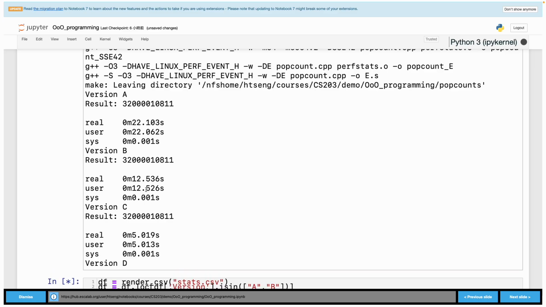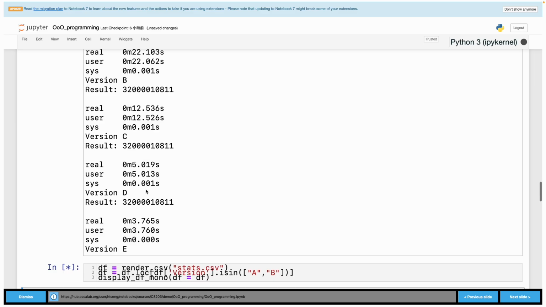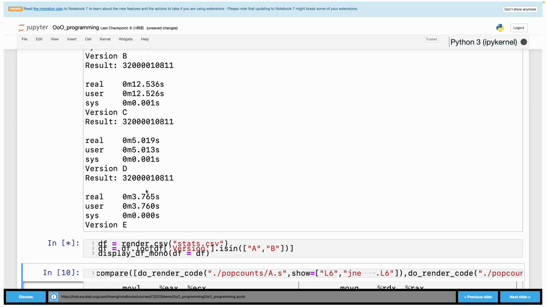Version C gives us the answer in 5 seconds. However, version D does even faster than version C, taking only 3.7 seconds. If you are a software engineer, a lot of people would tell you to try to write a case switch statement, because that's easier to interpret. You must feel that way, right?